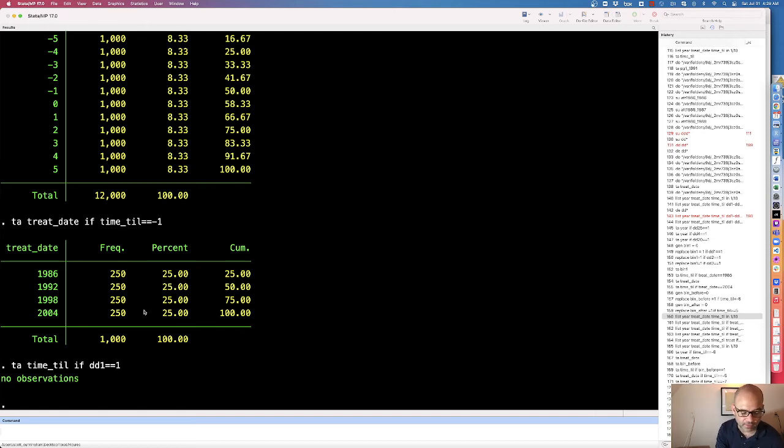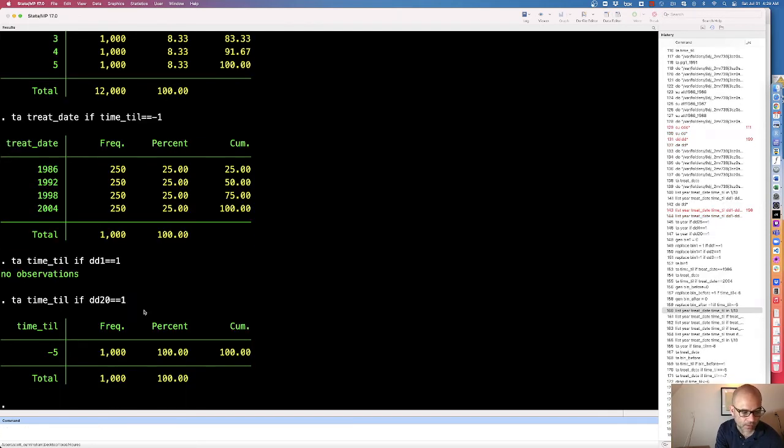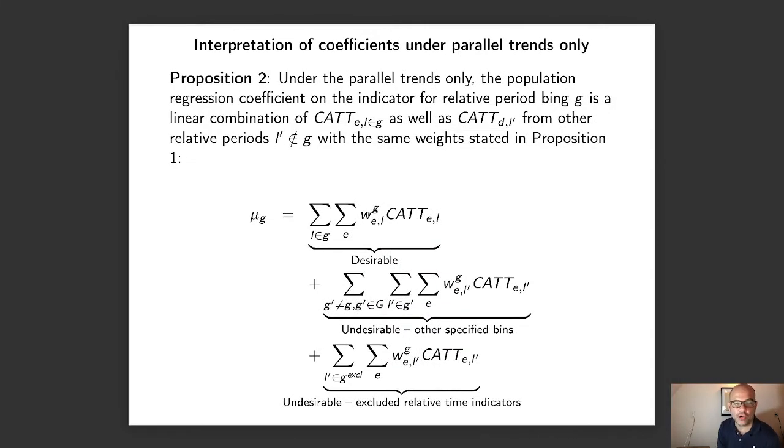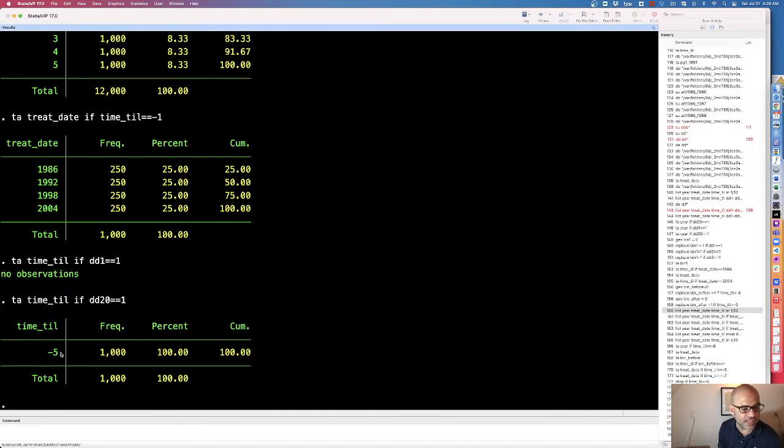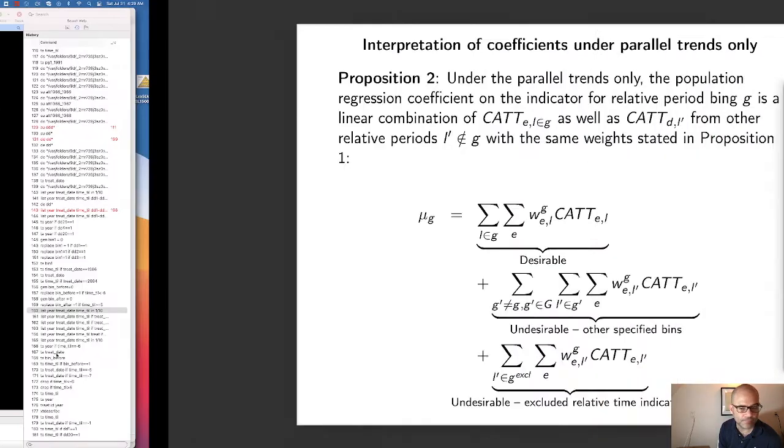Oh, I deleted it already. Shoot. Tab time till if DD20 equals 1. Yeah. So that's the negative 5. The negative 5 period. So under the parallel trends assumption, okay, what does the coefficient on negative 5 mean? It is the weighted average of the cohort average treatment effect on the treated for negative 5. So that would be like, what is the cohort average treatment effect on the treated for the negative 5 period, right?